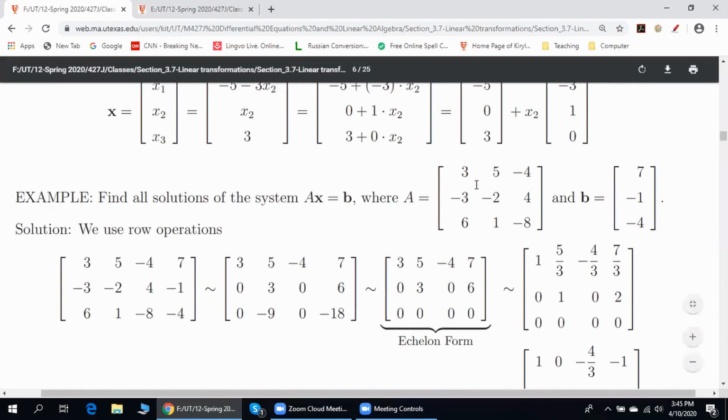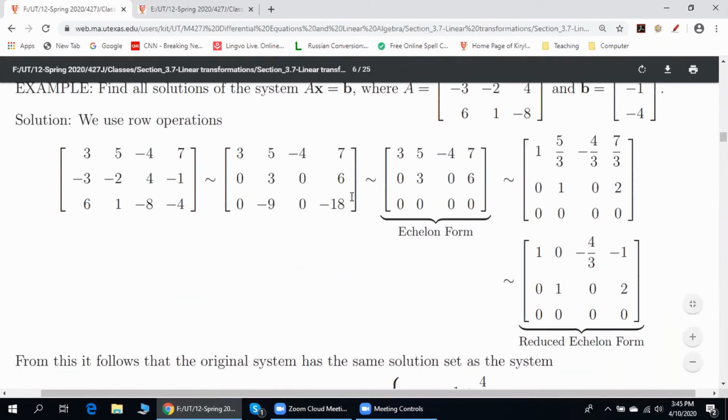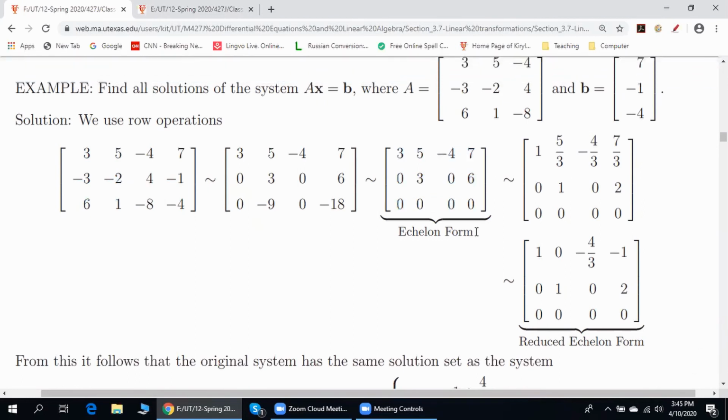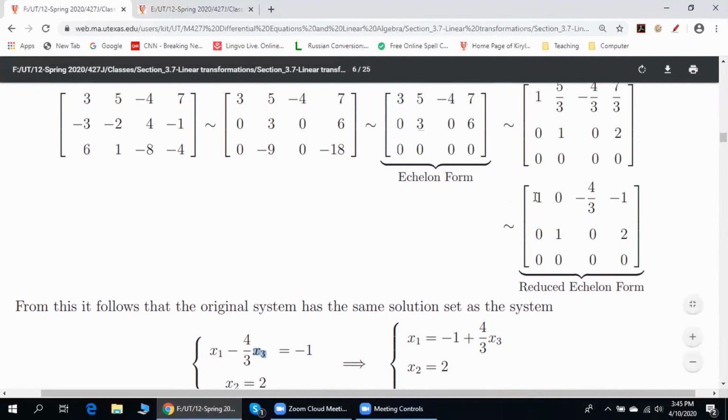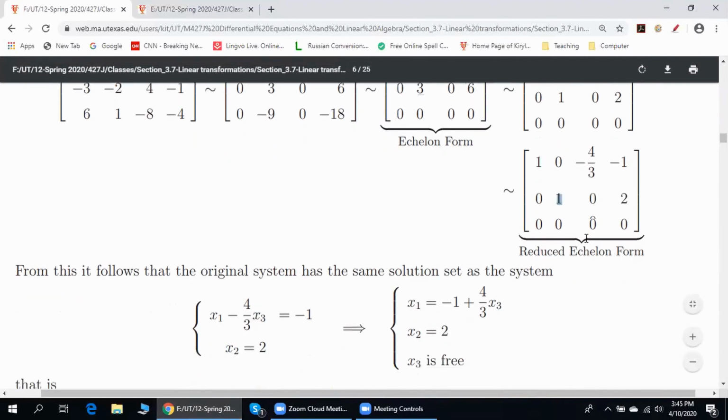Here's an example. Here's matrix A, here's matrix B. We have system AX is equal to B. As before, augmented matrix, echelon form. It tells us that the system has infinitely many solutions because the number of pivots is 2, which is lesser than the number of variables. We apply elementary row operations until we get a reduced echelon form, and then switch to the corresponding system. We move the free variable to the right, and we are done. Why is x3 the free variable? Because pivots are in column 1 and column 2.